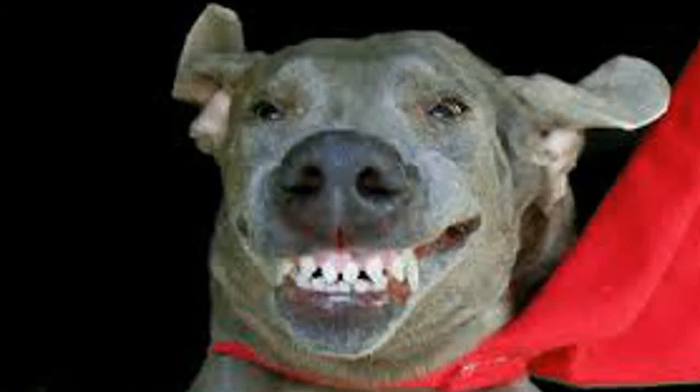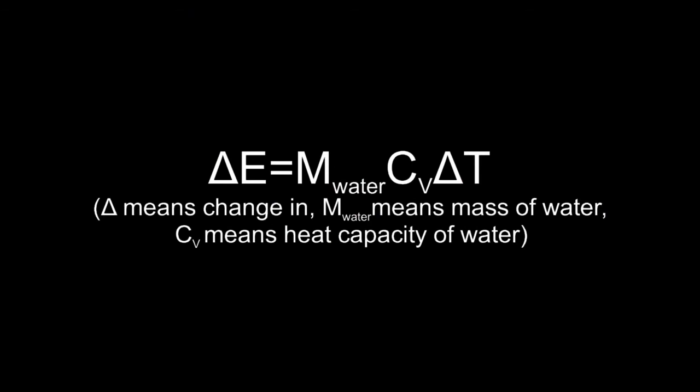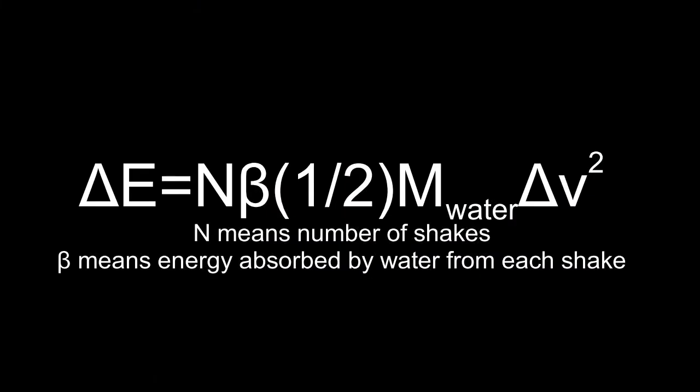In order to find the change in energy, we can use this equation. Change in energy is equal to the mass of water times the heat capacity of water times the change in temperature. Meanwhile, the change in energy is also equal to the number of shakes times the energy absorbed by each shake times the mass of the water times the change in velocity squared.